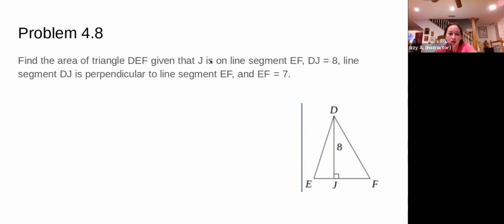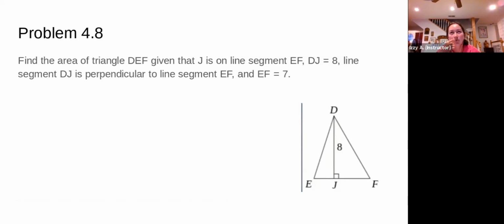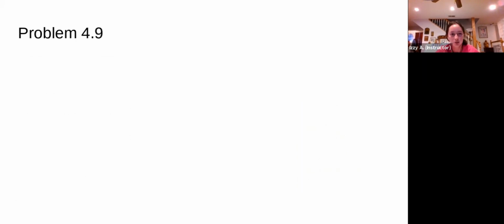I don't know if I have to go to my whiteboard because this is pretty much a plug-in equation problem. Basically, we know what the height is, and we also know what the base is, which is 7, and we know the formula for the area of a triangle is 1/2 times base times height. We just plug in the numbers, so we get 7 times 8 divided by 2, and then our answer would be 28. So that was pretty straightforward.